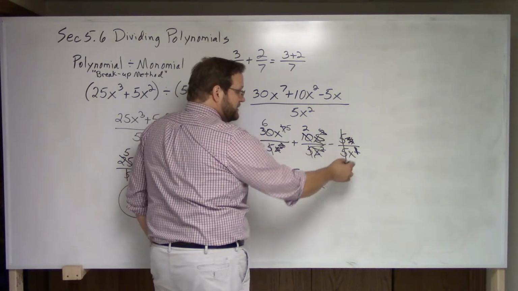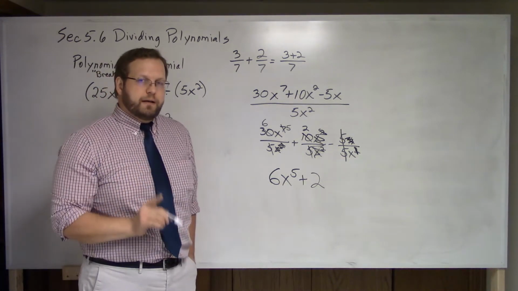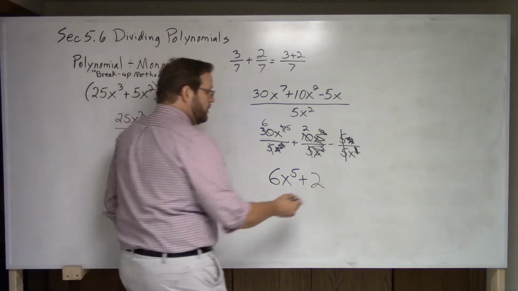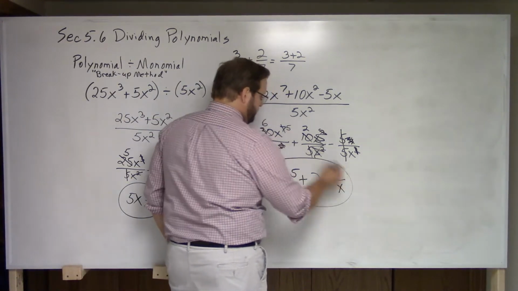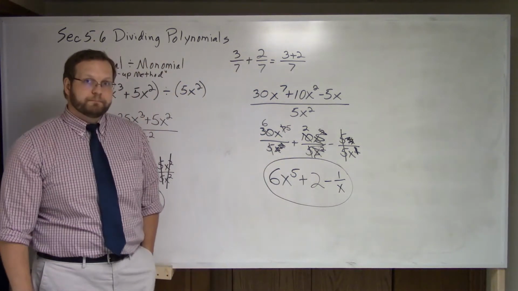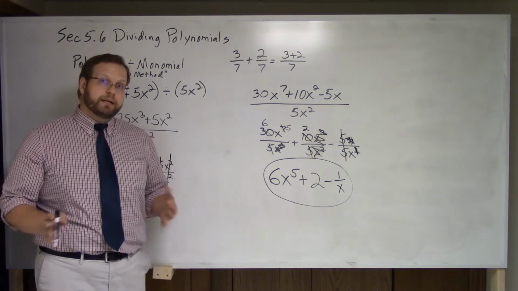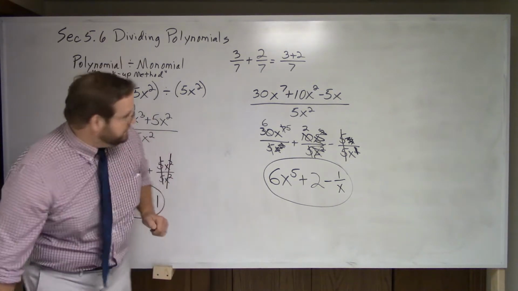And then this last term, be careful, we're not left with x. Where is the x? The x is in the denominator, we need to show that. So what we're going to write is 1 over x. And there we have it. And that's all there is to it. You break it up, you simplify them, you move on. Let's look at one more like this.